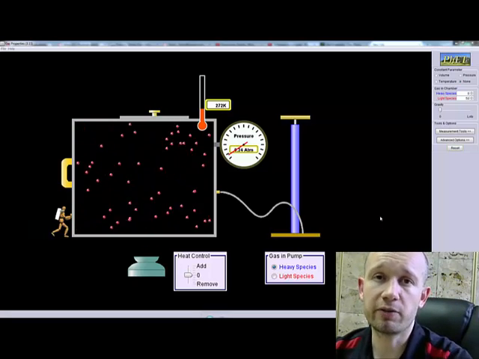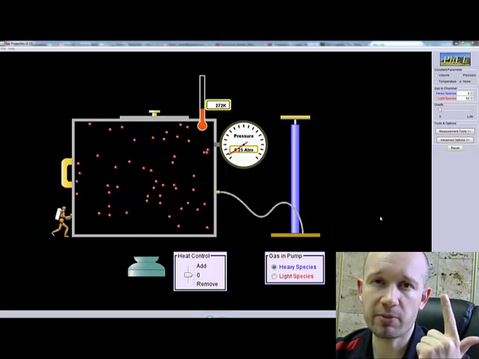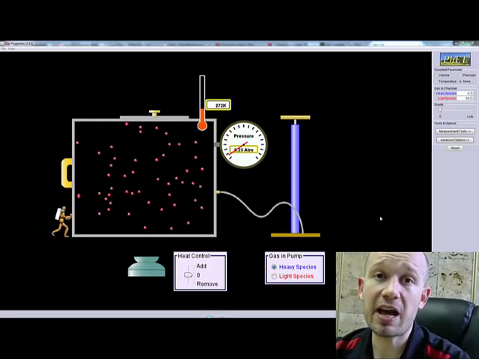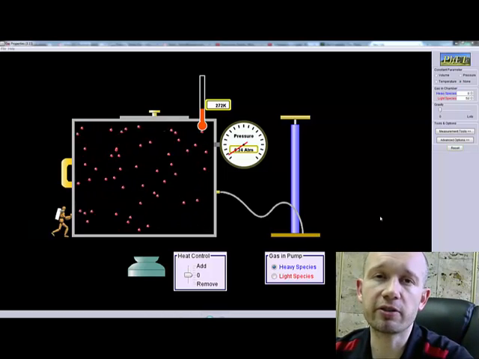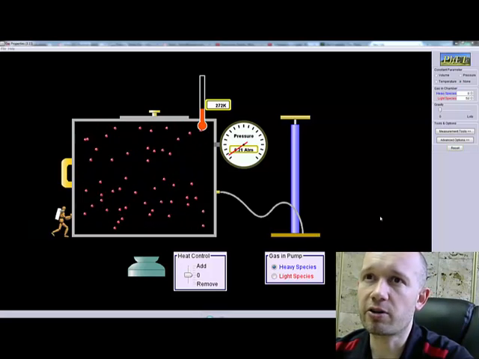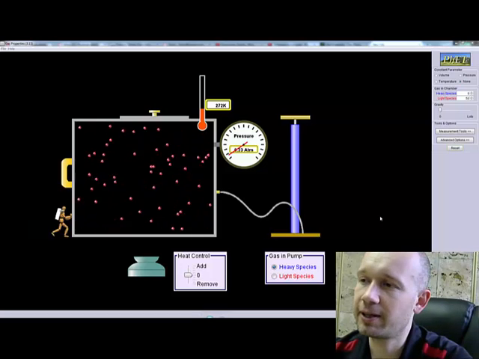So the volume is keeping the same. We're keeping the same volume, we're keeping the same temperature, and we're keeping the same number of molecules, but we're changing the type of the gas. And the question is, does that change the pressure of the gas? So is there a relationship, or does the type of a gas affect the pressure?